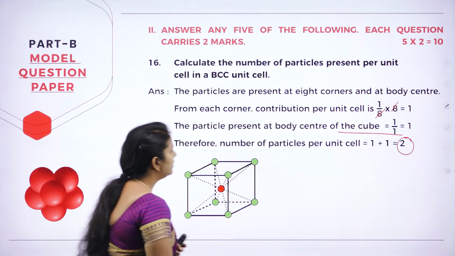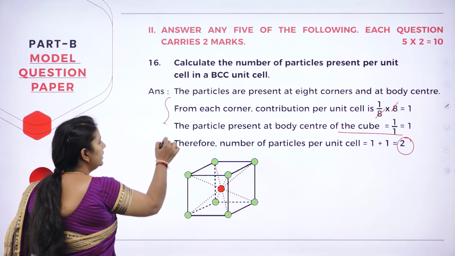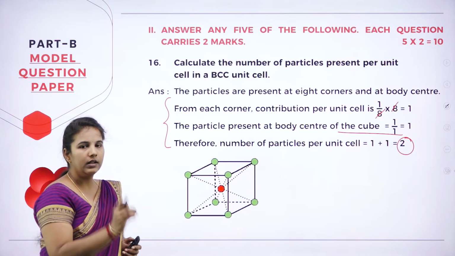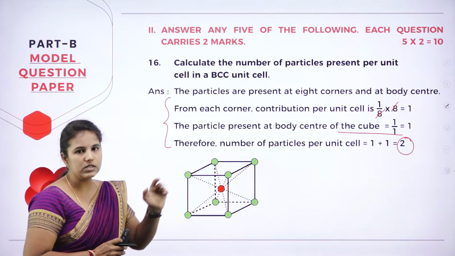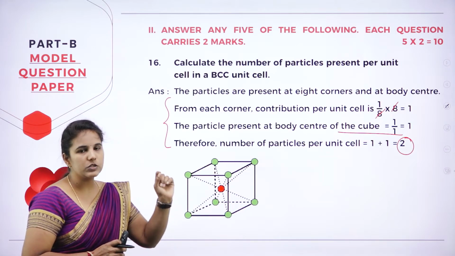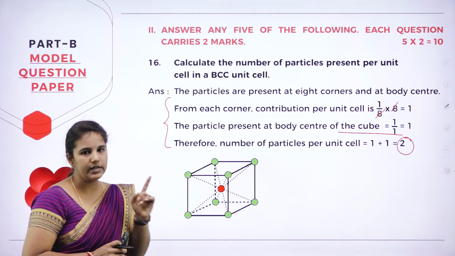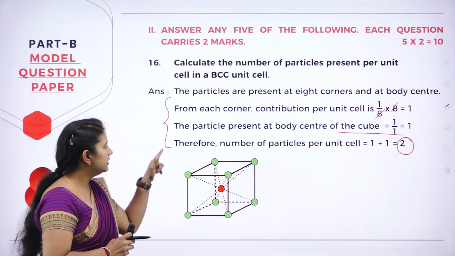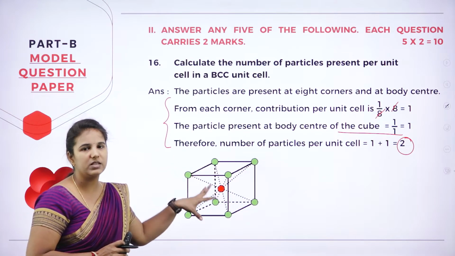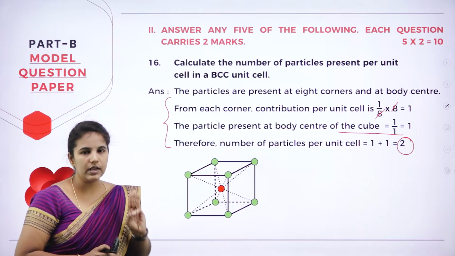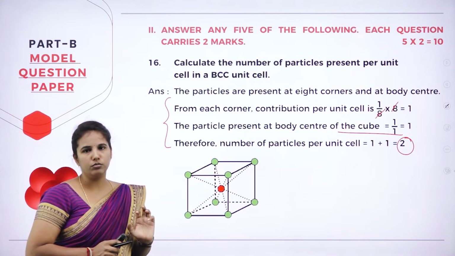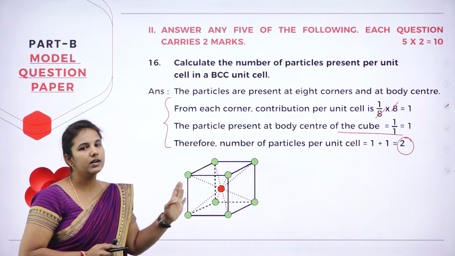You need to write all 3 steps: the number of corner particles is 1/8 into 8, which is 1; the number of particles at the center is 1; and finally, the number of particles present in BCC is 1 plus 1, that is 2. For writing these 3 sentences, you will get 2 marks. No need to write the diagram.